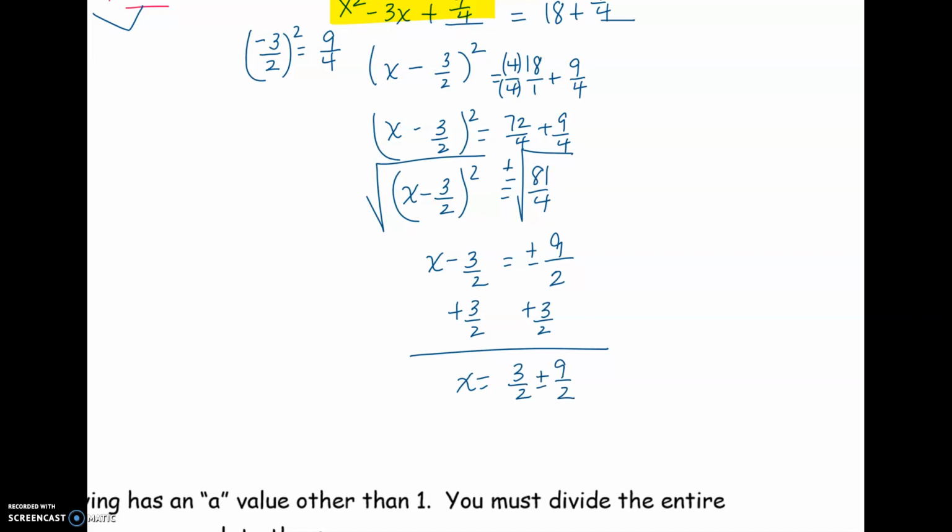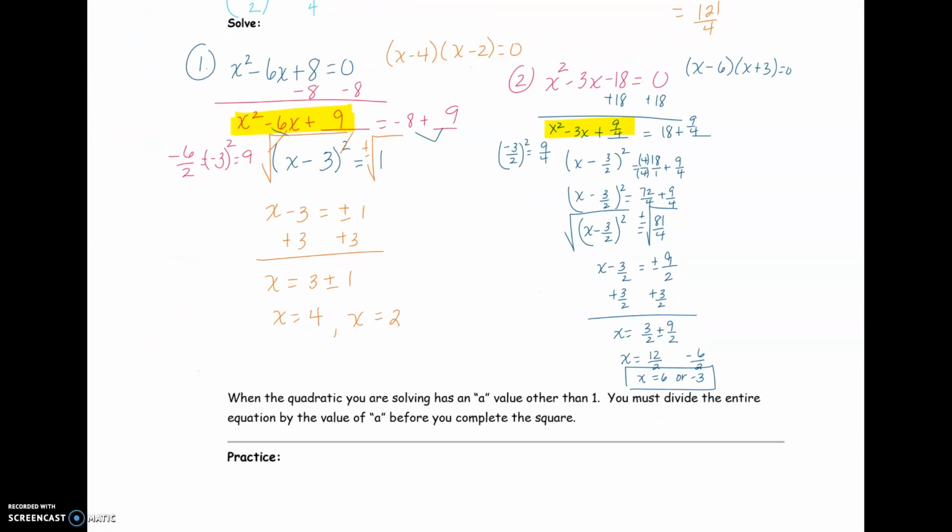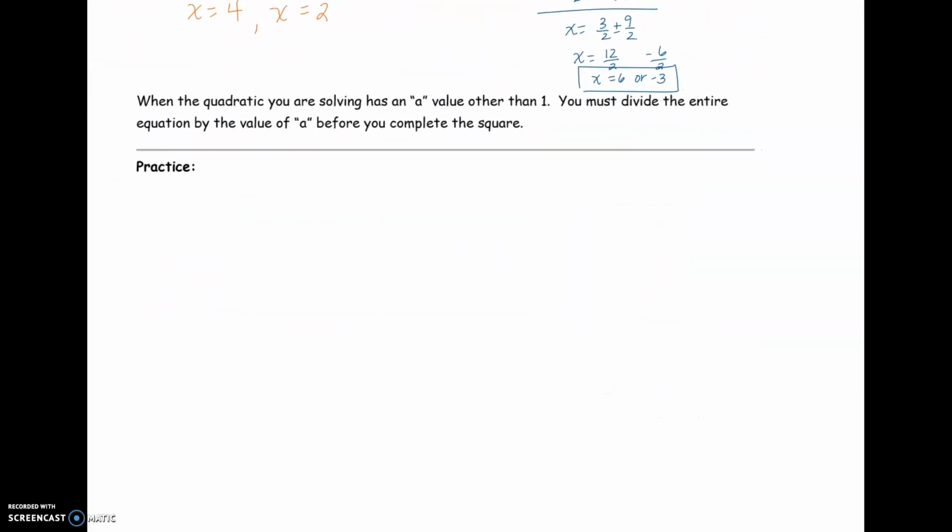So 3 plus 9, these have the same denominator, so I can add the numerators. It's 12 over 2, or 6. And 3 minus 9 is -6 over 2, or -3. And again, this is one that would have been factorable. So that would be the way to go in that situation. All right, let's quickly look at the back side.